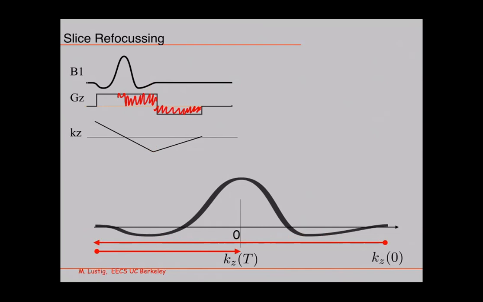Okay. But then we go and deposit zero. We don't deposit any RF now, but we still move in k. We still move in k. So we deposit nothing, but we move in k till we get to this point. Okay. And now this is kz of T, which is also kz of zero, because that's where we ended up.